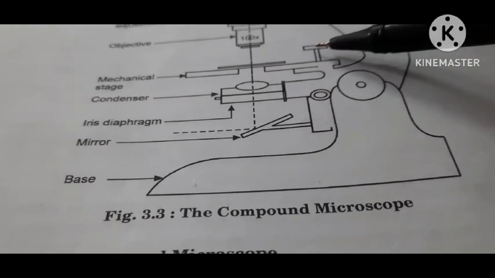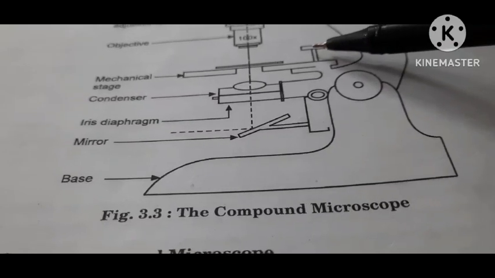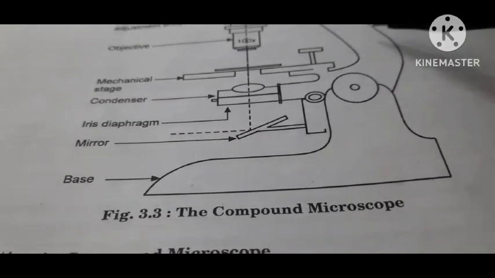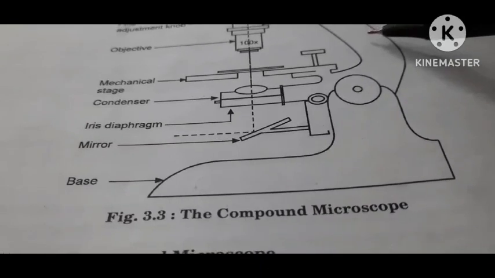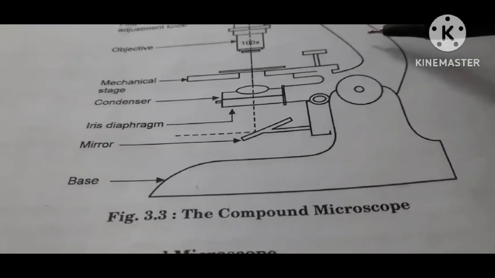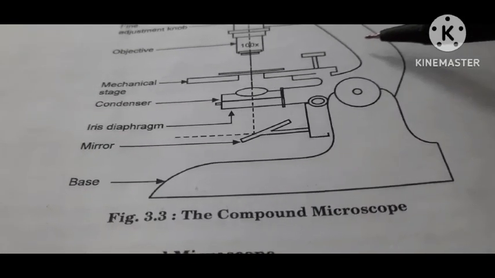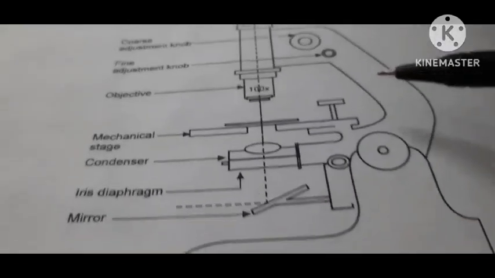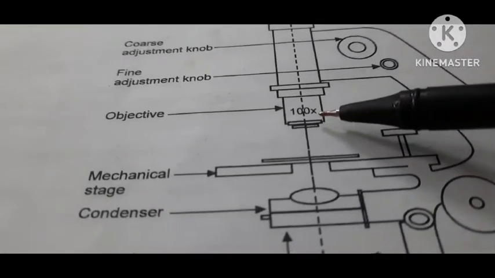This one is a screw for adjustment of the field. Side arm. You can handle this microscope with the help of this side arm. This one is an objective.